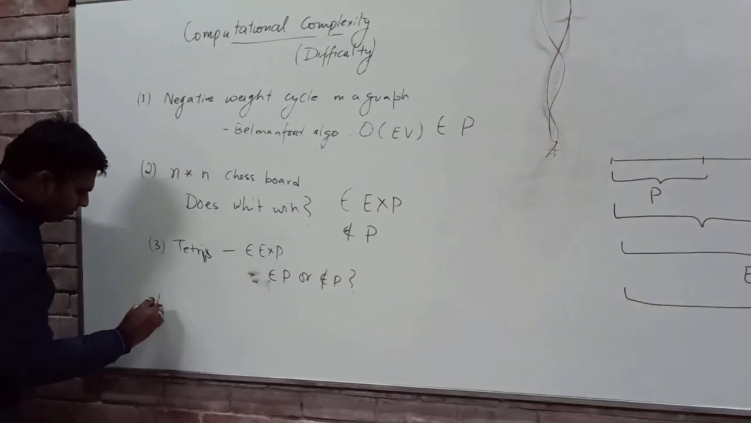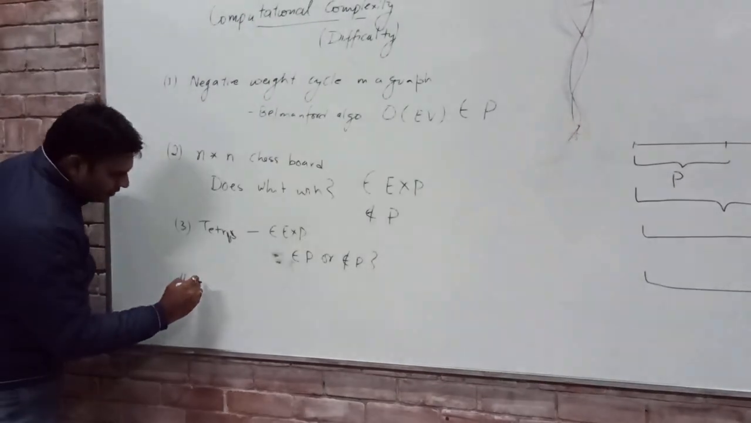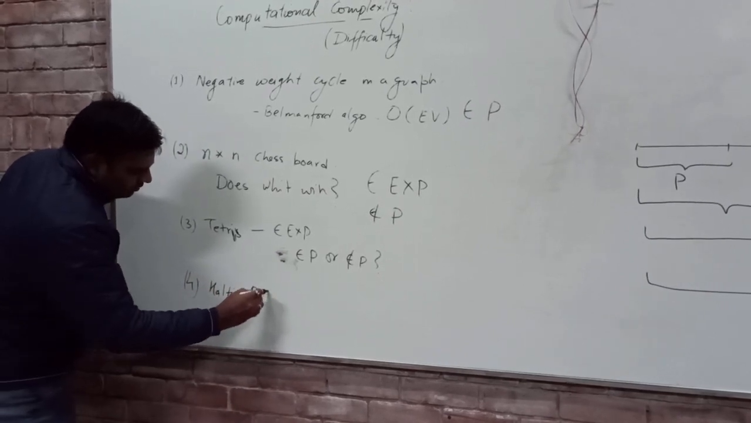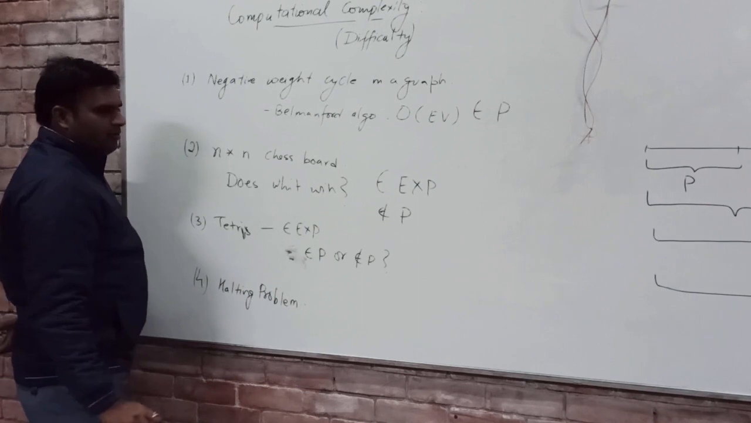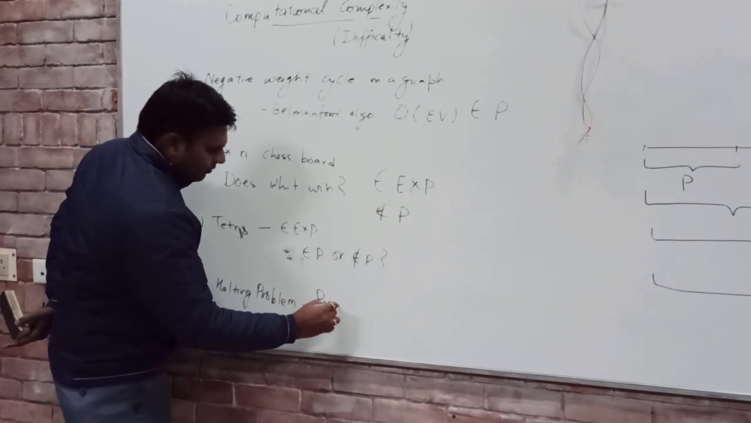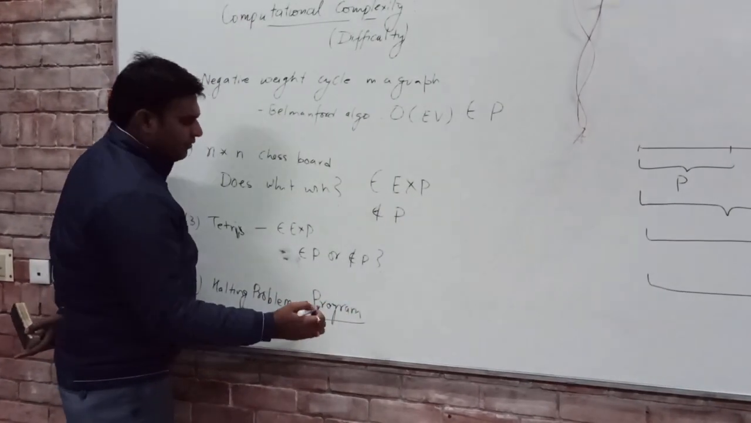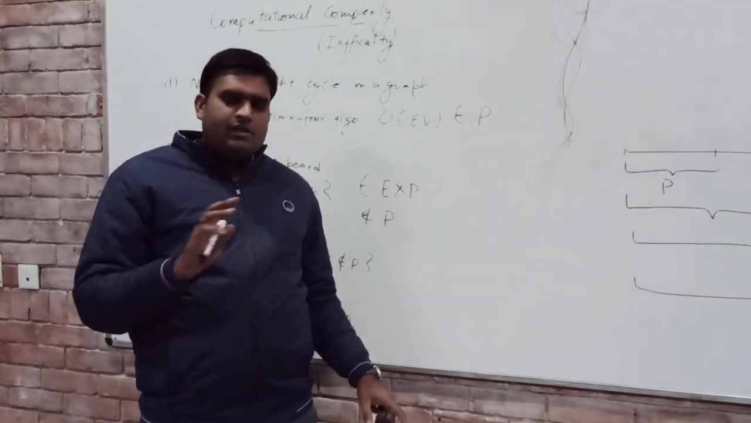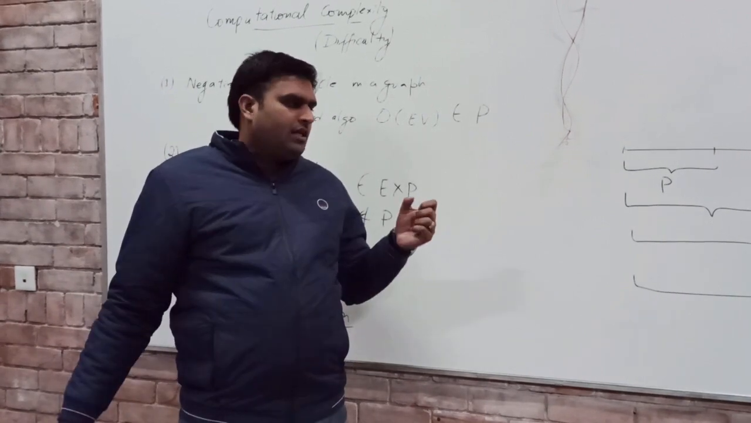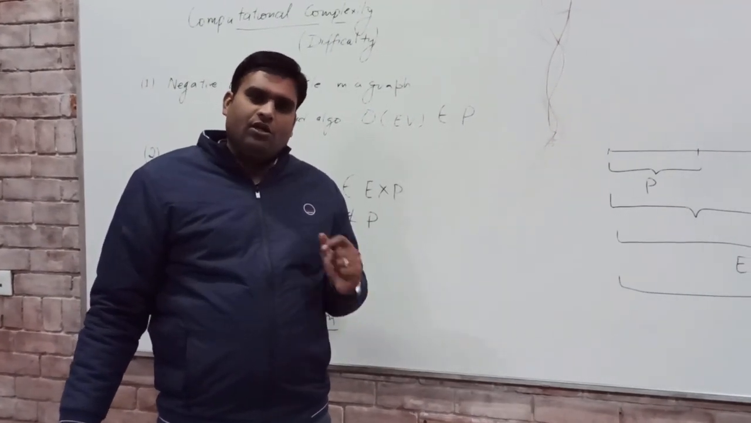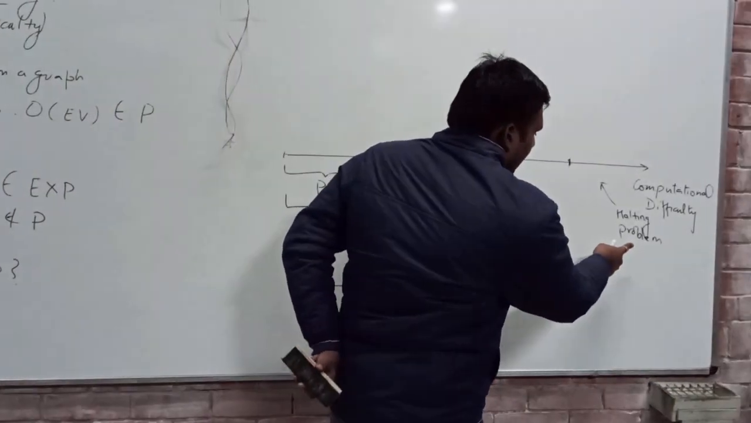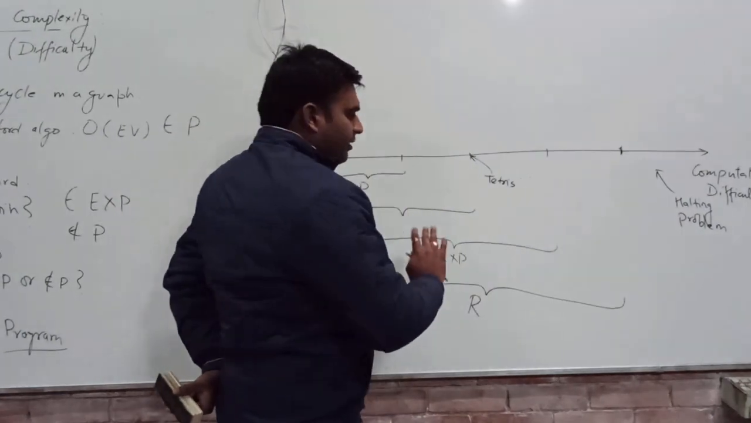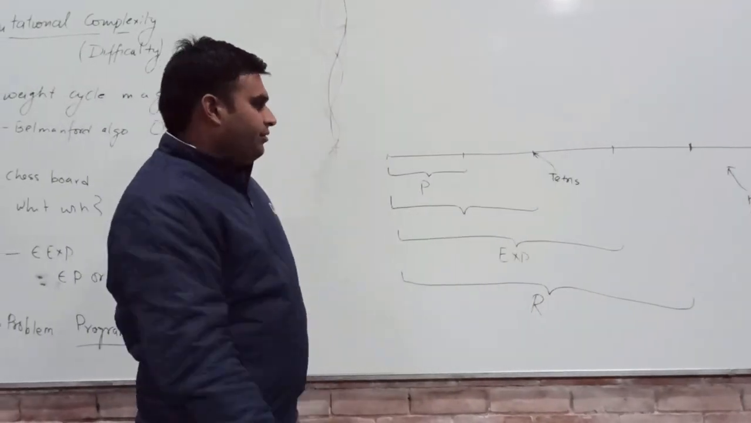The fourth problem is the halting problem. In the halting problem, we are given a program and the question is whether this program terminates or not. There is no such algorithm that can decide whether a program is going to terminate or not. That is why the halting problem lies here, beyond this boundary of R. The halting problem is not part of R.